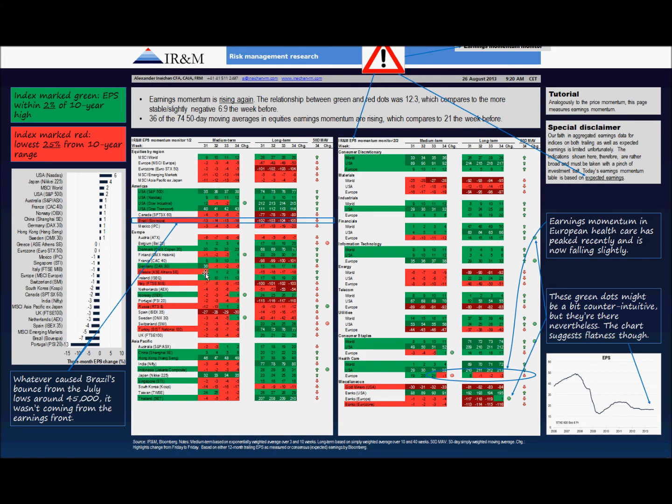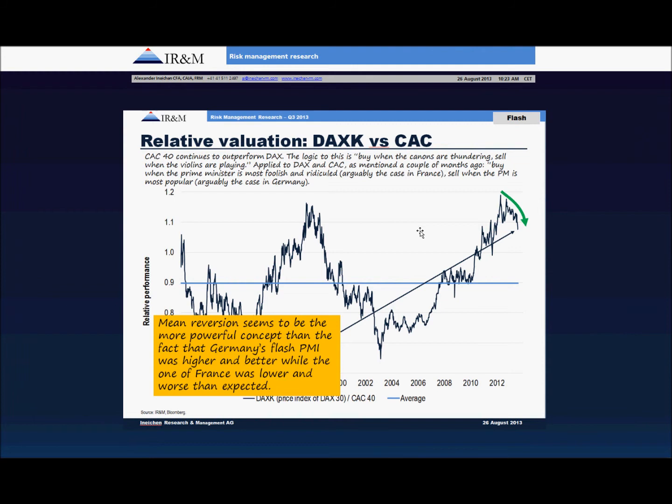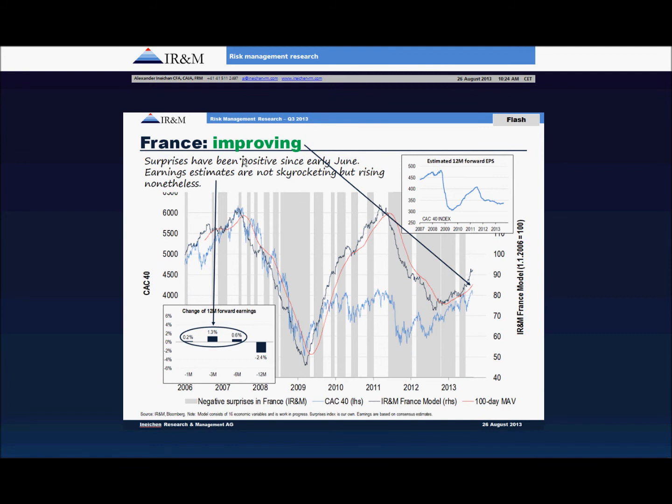The point is that this graph is very much consistent with this being sort of like looking at earnings momentum, and this particular graph looking at the price change, and this is also in today's flash update. It shows our France model, this red moving average, which is sort of like top-down factors, whereas the earnings momentum is obviously bottom-up factors, but the two are consistent.